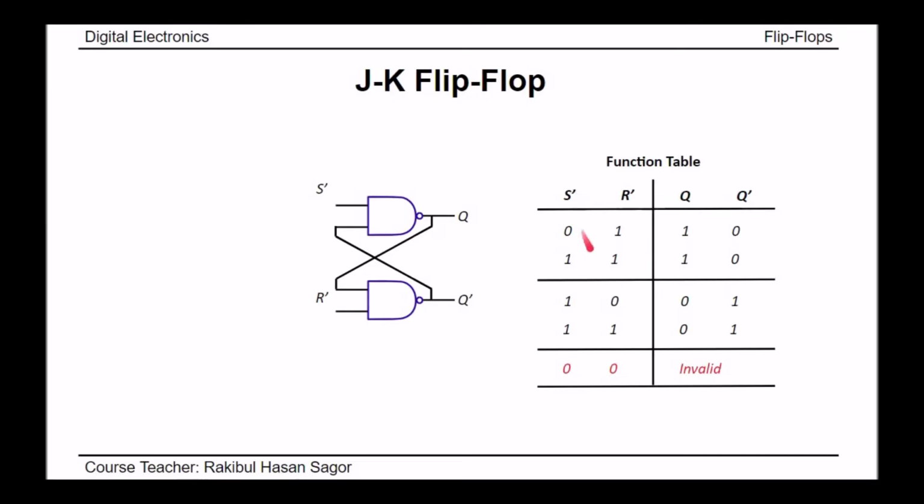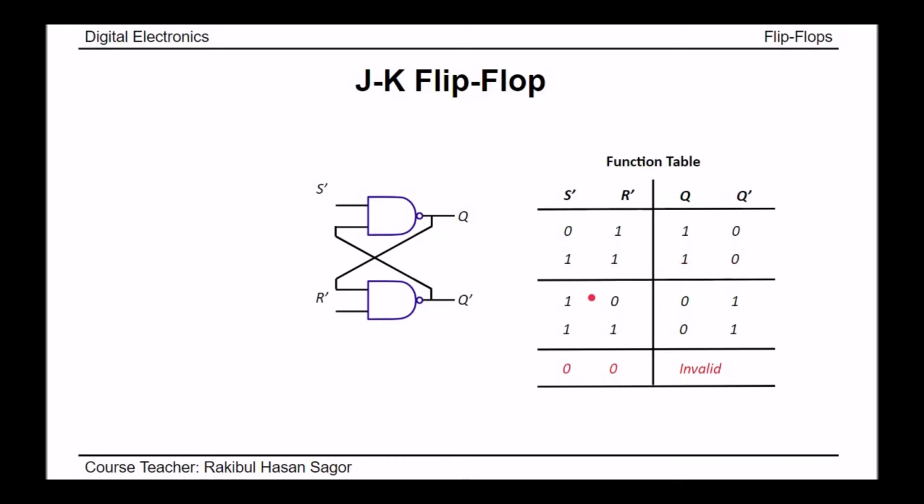When S prime equal to 1, R prime equal to 1, it means S equal to 0, R equal to 0, it will hold the previous value. So what was the previous value of Q? The previous value of Q was 1, so it's holding that memory, and the previous value of Q prime was 0, and the next value is also 0. It's holding the previous value.